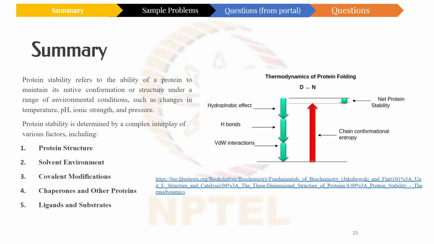Protein stability is determined by the complex interplay of various factors, including protein structure. The folding of a protein into its native conformation is a result of a delicate balance between the attractive forces and repulsive forces among the amino acid residues. The structure of a protein is stabilized by a variety of interactions such as hydrogen bonds, disulfide bonds, van der Waals interactions, and hydrophobic interactions. The forces which drive protein folding are the hydrophobic effect, hydrogen bonds, and van der Waals interactions.